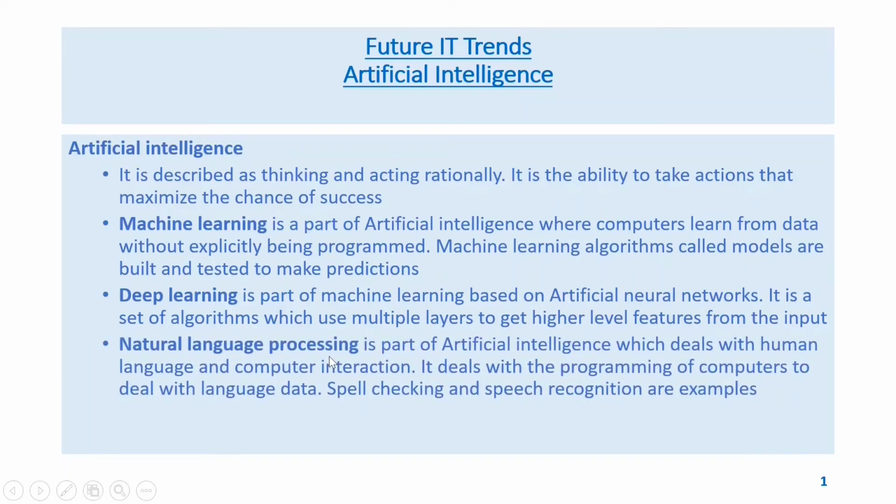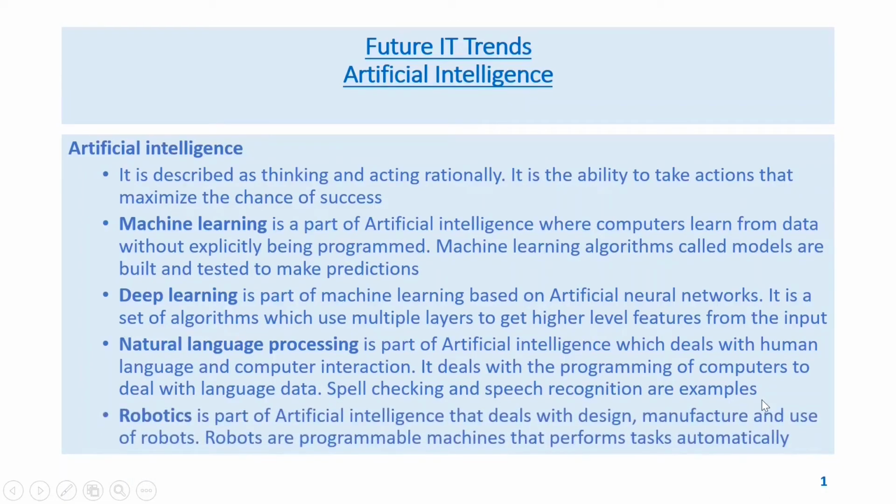Natural language processing, part of artificial intelligence, deals with human language and computer interaction. It deals with the programming of computers to deal with the language data. Spell checking and speech recognition are examples. Robotics is part of artificial intelligence that deals with design, manufacture, and use of robots. Robots are programmable machines that perform tasks automatically.